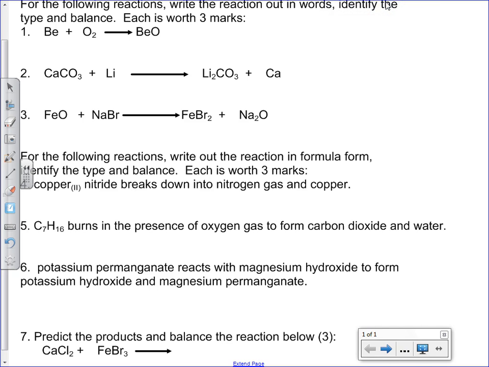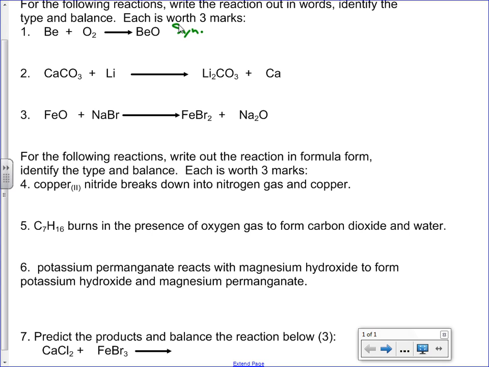All right, guys. So let's go through this here. We need to write out the reaction in words, identify the type, and balance. Let's do the type for number 1 first. What type of reaction is that? Synthesis. All right. So give them a mark if they wrote that that is a synthesis reaction. Okay, 1 mark for that.